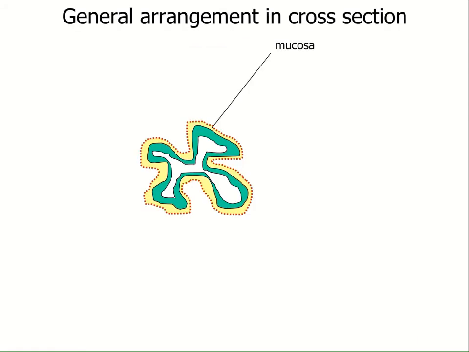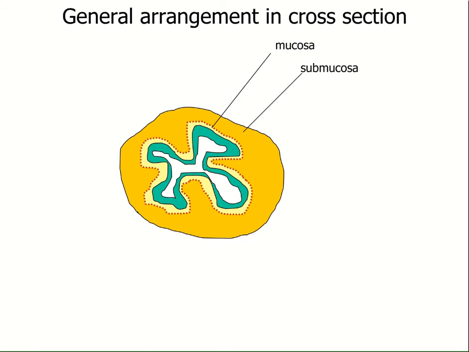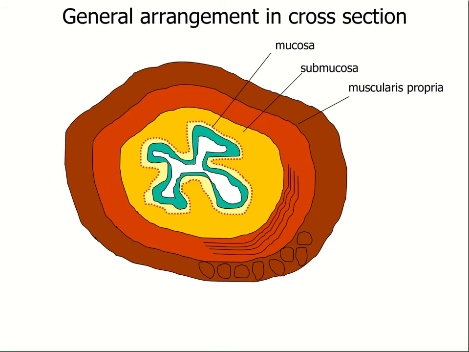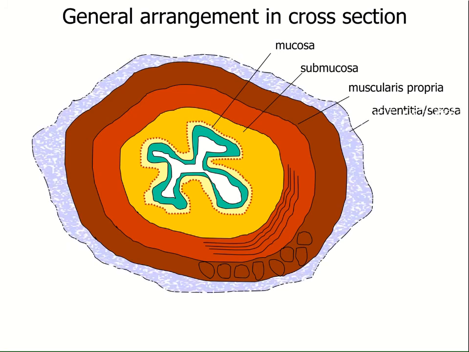Now we will summarize what we have learned so far. The inner layer of the gut wall is called mucosa. It has got three layers: the epithelium, lamina propria, and the muscularis mucosa. The second layer is called submucosa. The third layer is called muscularis propria or muscularis externa. It consists of an inner circular smooth muscle layer and an outer longitudinal smooth muscle layer. The outermost layer is either an adventitial layer or a serosal layer.